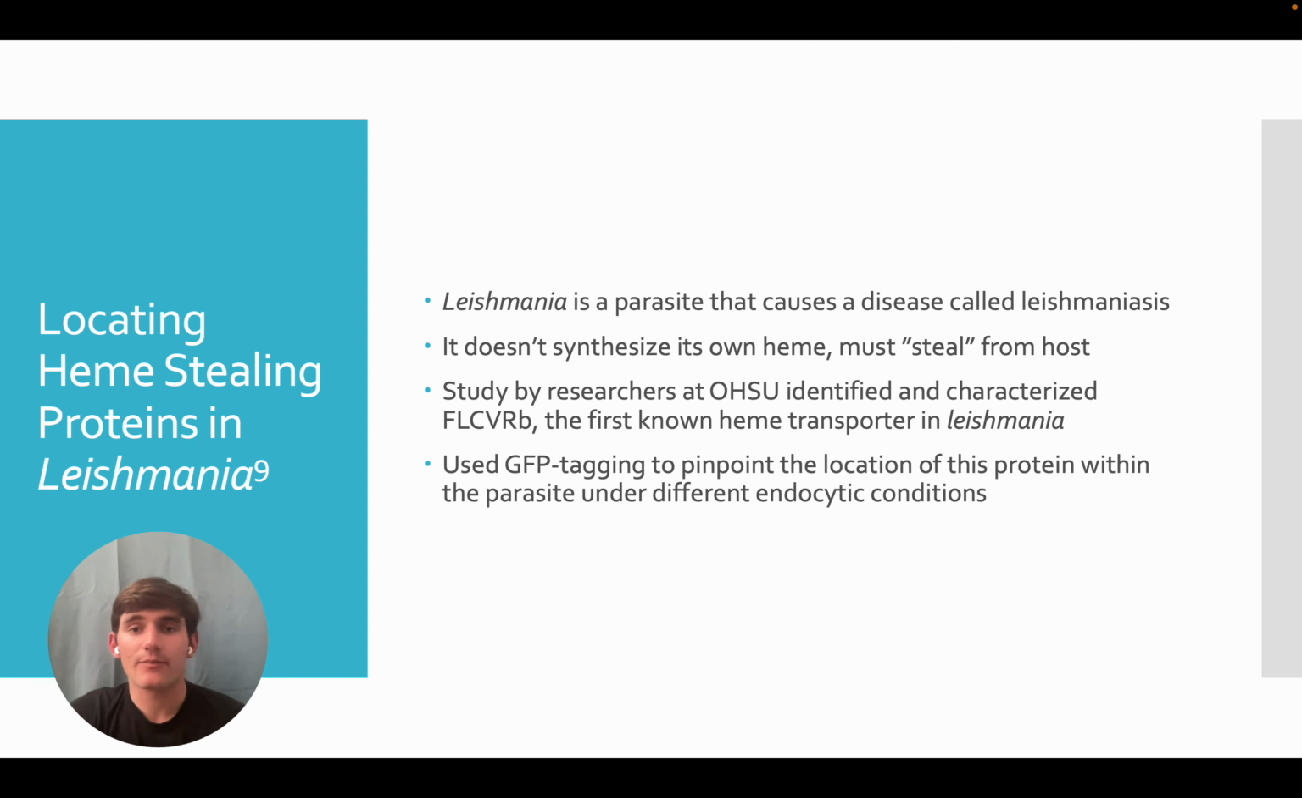So here's another example of how reporter assays are used in research. This is on the parasite Leishmania. I hope I'm saying that correctly. And Leishmania is a parasite that causes the disease called leishmaniasis. The interest of this research is that they know that Leishmania does not produce its own heme. It must steal it from its human host. So a study by researchers at Oregon Health and Science University identified and characterized this protein, FLCVRB, which is the first known heme transporter of Leishmania.